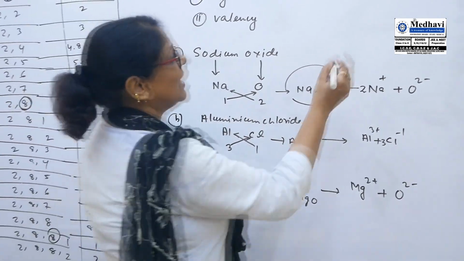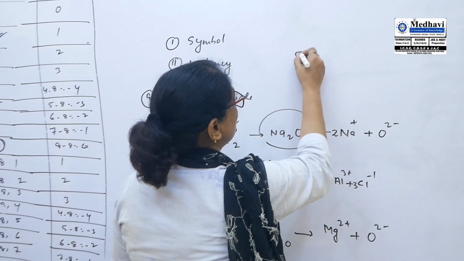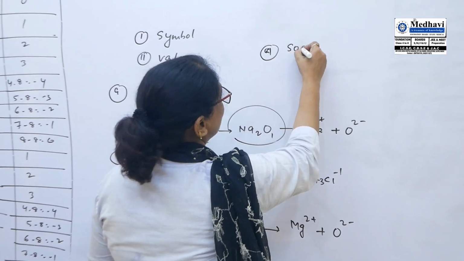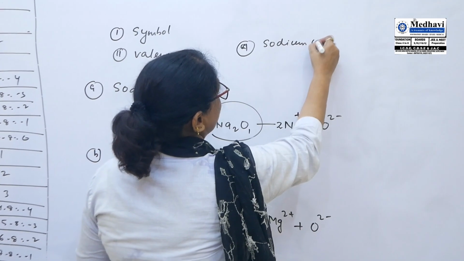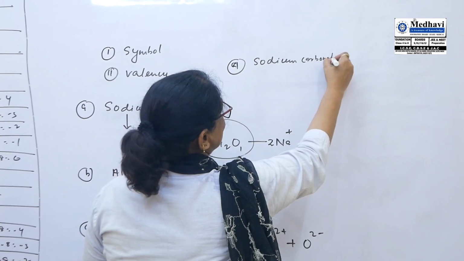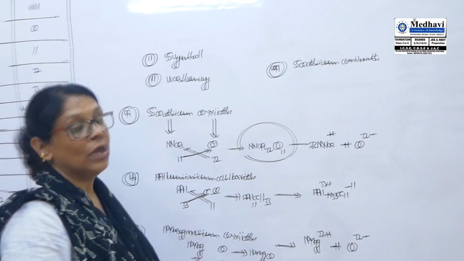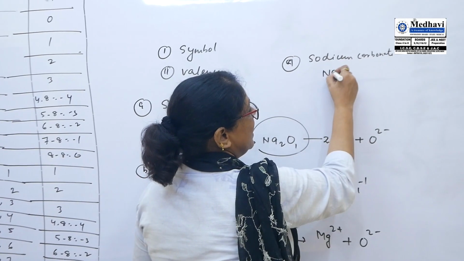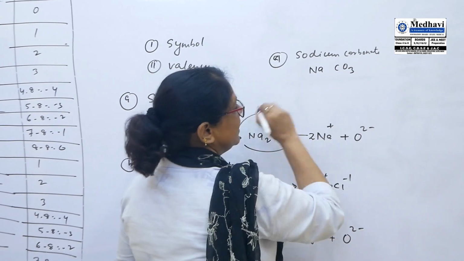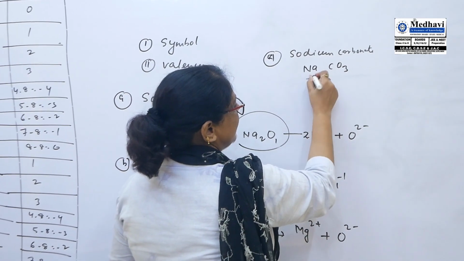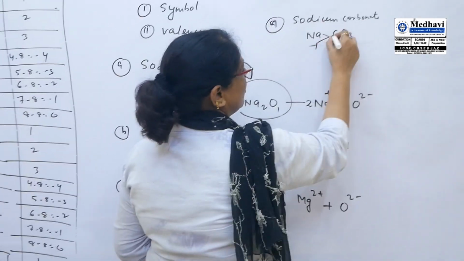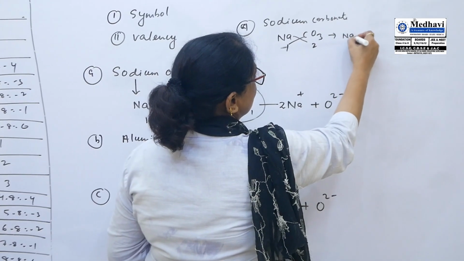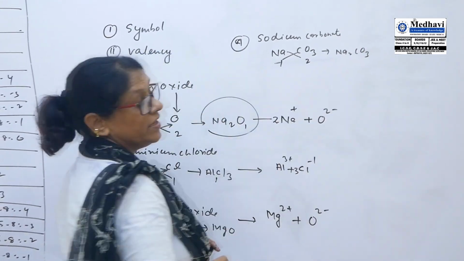Now, for radicals, how to make the formula? Suppose we want to make the formula of sodium carbonate. Radical lists have been given in different books, and you have to memorize their symbols. For sodium we write Na and for carbonate we write CO3. Its valency is 1 and its valency is 2. So the formula will be Na2CO3. This is sodium carbonate.